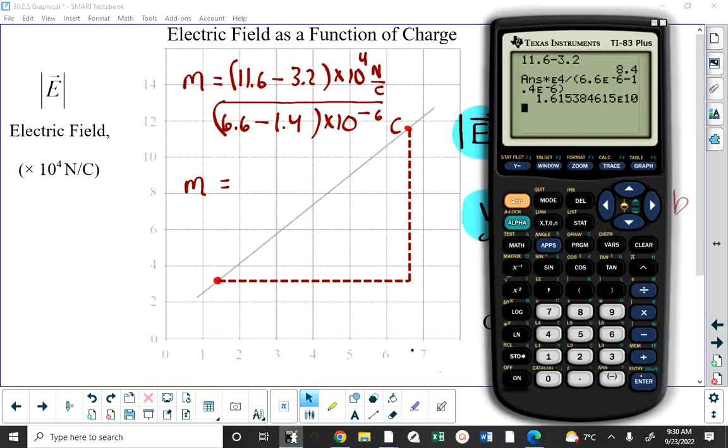I just want to step back and make sure that I've read my numbers right. 10.4, 10.6, 11.2, 11.6, 3.2. On the bottom, I have 6.6 minus 1.2. The top is 10 to the negative 4. The bottom is 10 to the negative 6. How many of you are getting a slope in the neighborhood of about 1.6 times 10 to the 10? Okay, and you should.